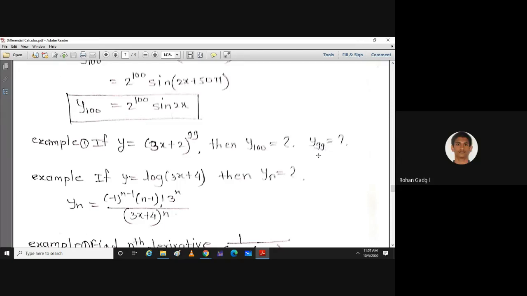3 to the power 99, into 99 factorial, into (3x plus 2) to the power, are you sure? Oh no, there will be only one there. 99 minus 99 will be equal to 0, so it will be 1. So y 99 is equal to 3 raised to 99 into 99 factorial, isn't it? Yes.